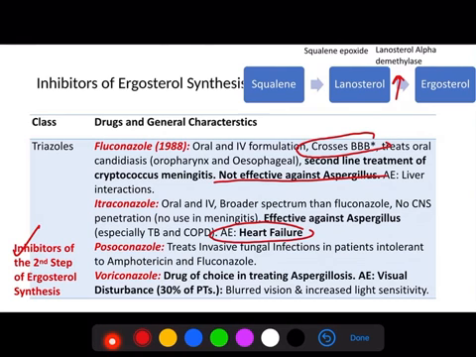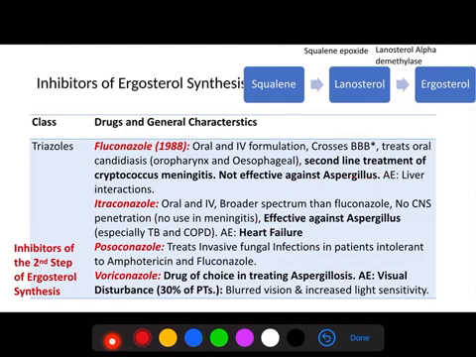The third drug of the triazole class is posaconazole. Posaconazole is an important drug which can be used to treat invasive fungal infections in patients intolerant or resistant to amphotericin and fluconazole. Lastly, voriconazole is the last triazole we will be talking about. It is the drug of choice in treating aspergillosis, the disease caused by aspergillus. The adverse effects of voriconazole include visual disturbances. These occur amongst 30% of the patients. They can have blurred vision and increased light sensitivity.